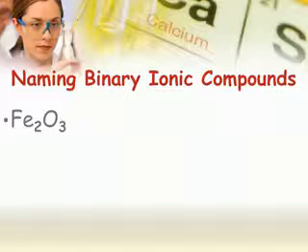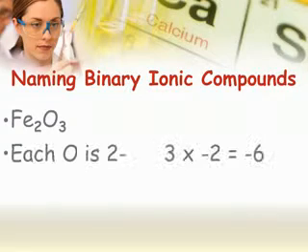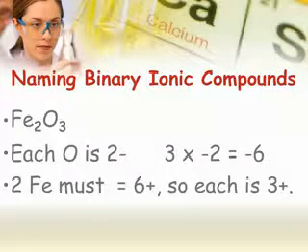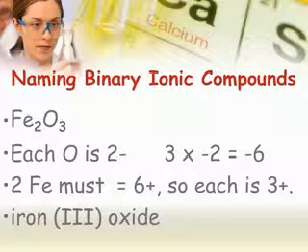Okay, let's try this one. As you can see, oxide, negative 2. There's 3 of them, total negative 6. Therefore, the 2 iron have to reach a 6 plus, so that means each is 3 plus. Therefore, we call it iron(III) oxide.